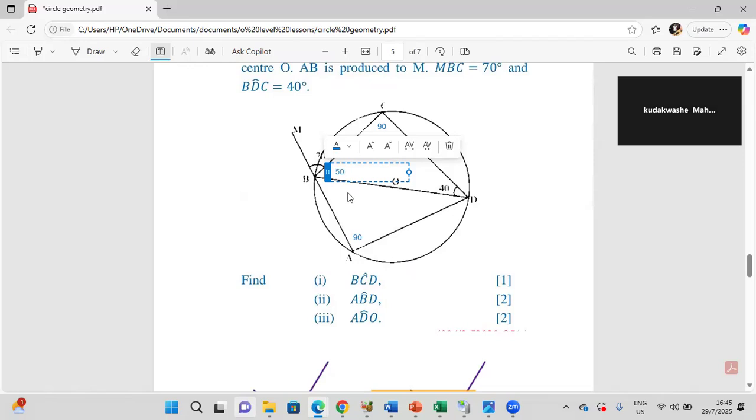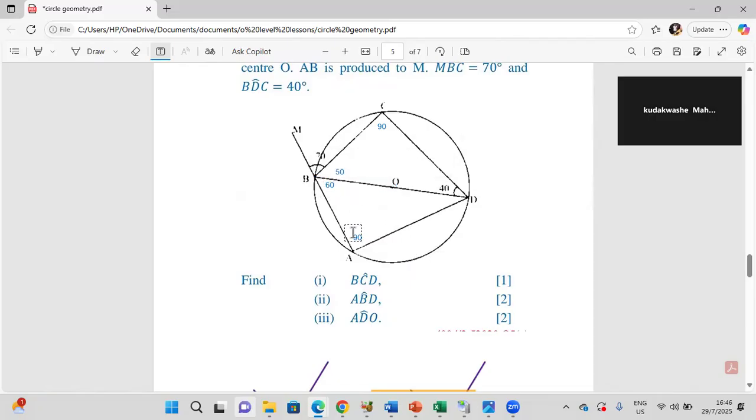So we have used the concept that angles inside a triangle add up to 180. Then this is a straight line. Angles in a straight line add up to 180 as well. If you say 70 plus 50, that's 120. So to make it 180, we are left with 60. So it means the angle B there is 60.